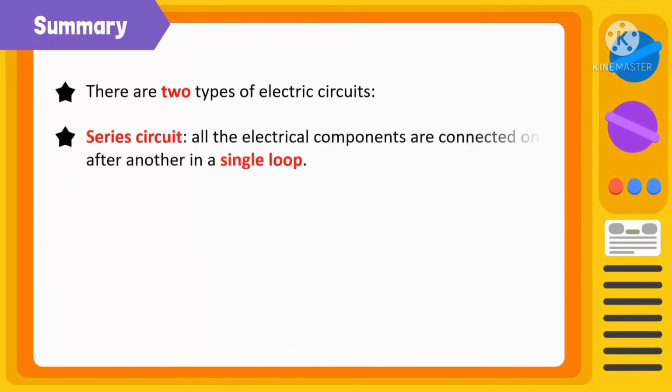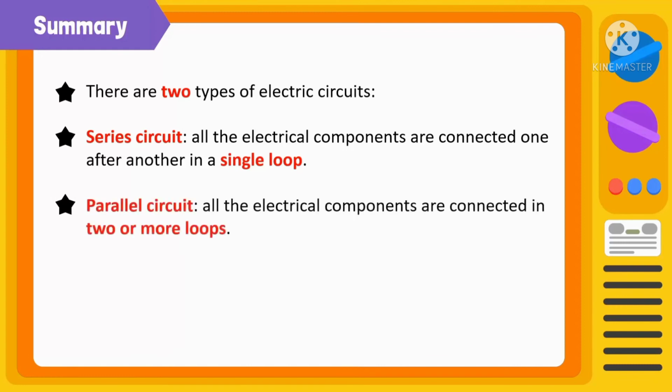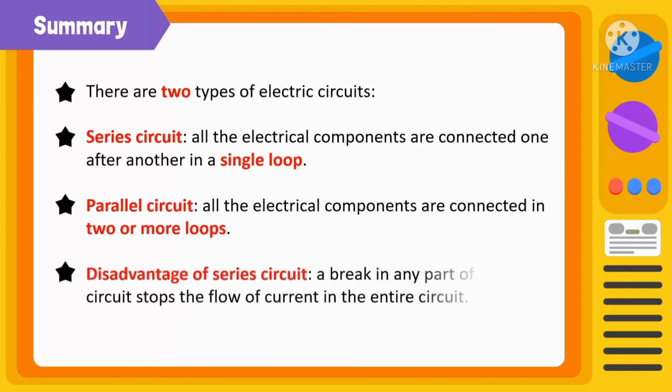Let's summarize. There are two types of electric circuits. A series circuit is one in which all the electrical components are connected one after another in a single loop. A parallel circuit is one in which all the electrical components are connected in two or more loops. A disadvantage of the series circuit is that a break in any part of the circuit stops the flow of current in the entire circuit, but a break in any part of the parallel circuit does not.